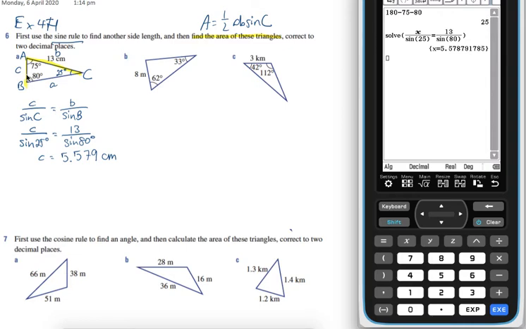Now that we know this side, we have one known, another known, and another known. So we can use the area rule to find the area of this triangle. Area is equal to half, and I'm going to go with the sine A version, and then fill in the rest: times b times c. B in this case is still 13, and c is 5.579, times sine 75 degrees. And then we just plug that into our calculator.